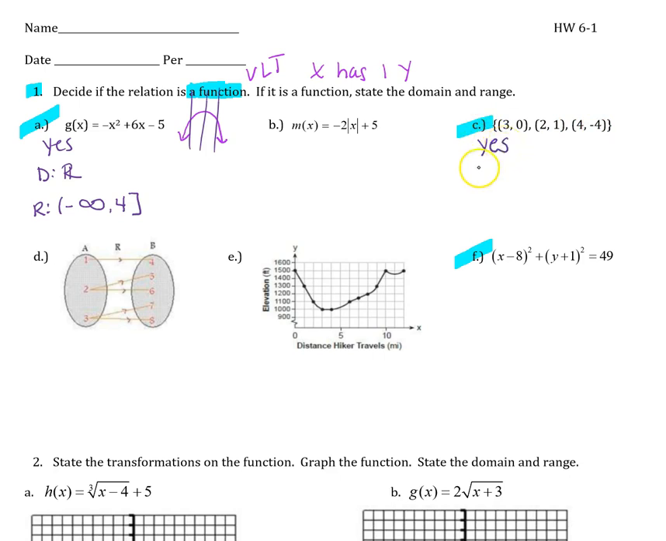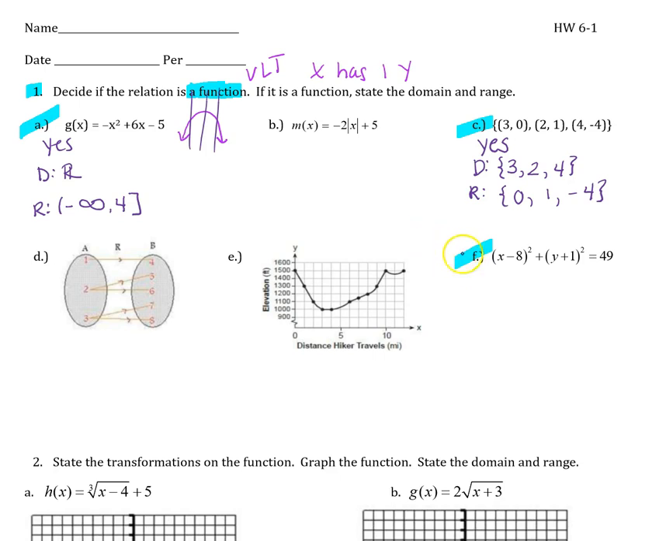So since it's a function, the domain would be just the x values: 3, 2, and 4. The range would be the y values: 0, 1, and negative 4.